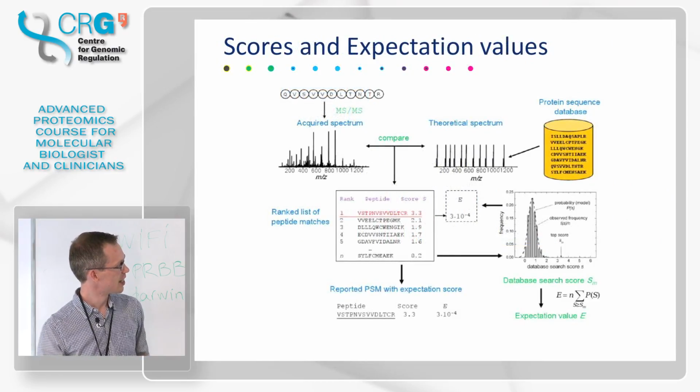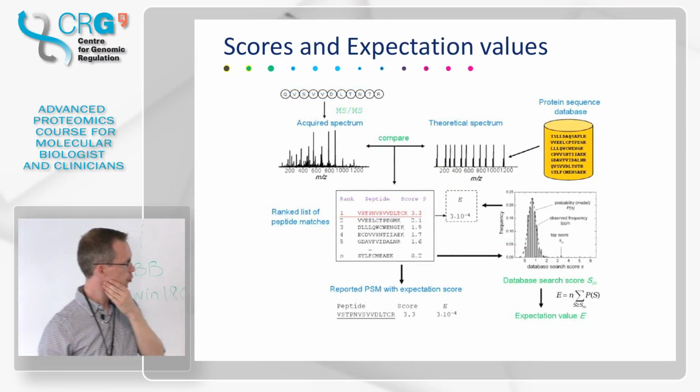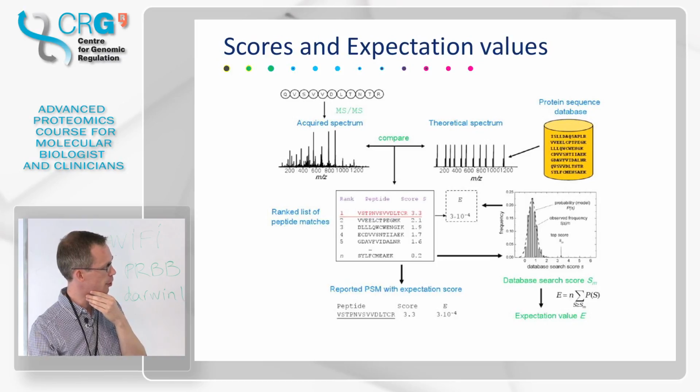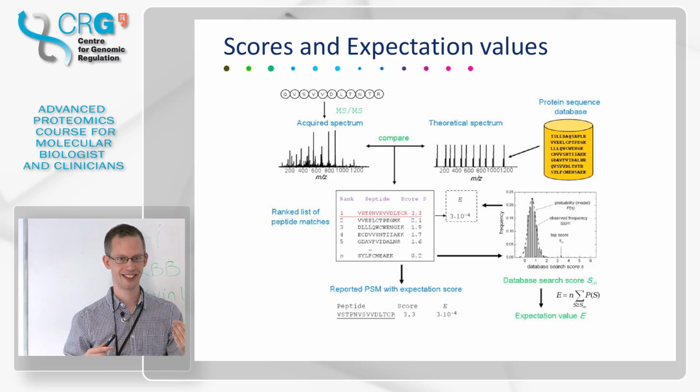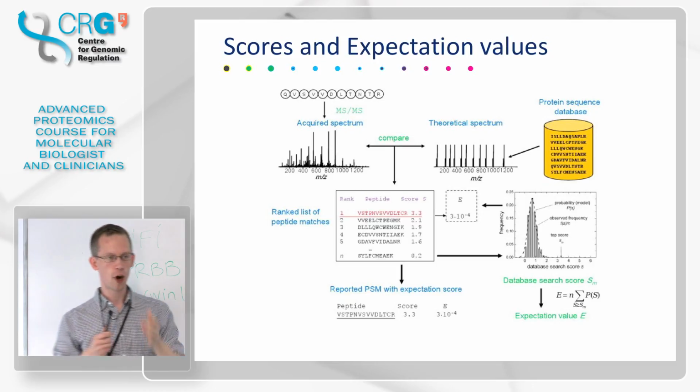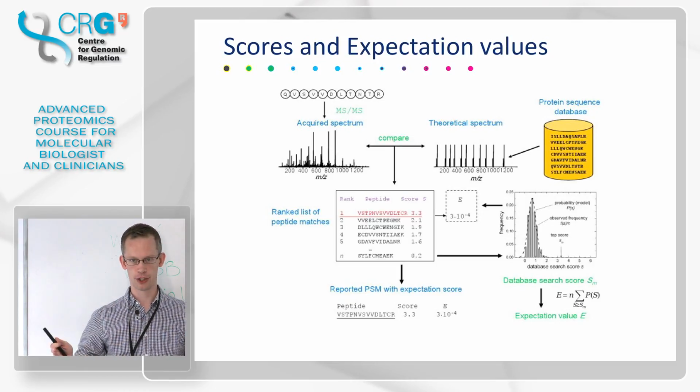So this is one way. Here's another way of doing it. Again, you have the theoretical and the experimental, so you have some acquired spectrum. And then you have a sequence database, you generate these theoretical spectra, and then you do the comparisons. What comes out of this is actually a long list of possible assignments. And for each of these, you can calculate a score. So you can imagine that based on one fragment spectrum, like one of those you had yesterday, you can actually make a lot of different assignments.